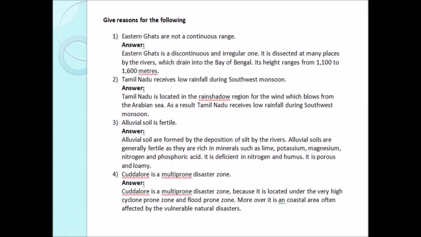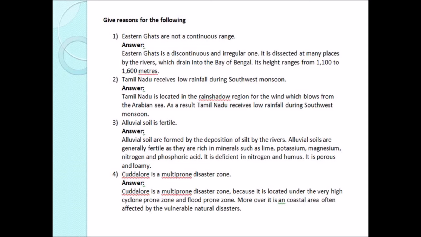Third question, alluvial soil is fertile. Why is alluvial soil fertile? Alluvial soils are formed by the deposition of silt by the rivers. Alluvial soils are generally fertile as they are rich in minerals such as lime, potassium, magnesium, nitrogen, and phosphoric acid. It is deficient in nitrogen and humus. It is porous and loamy. Okay, so alluvial soil is said to be fertile.